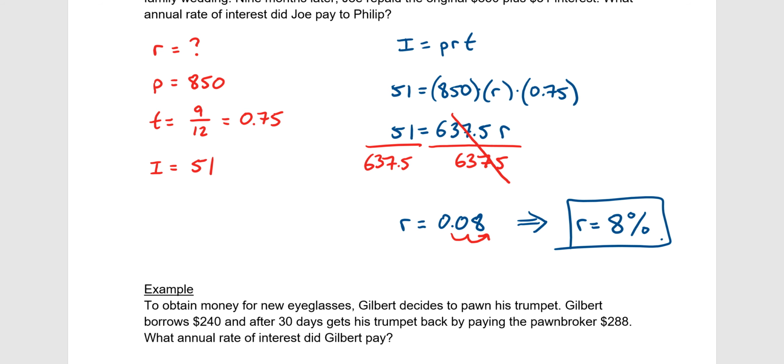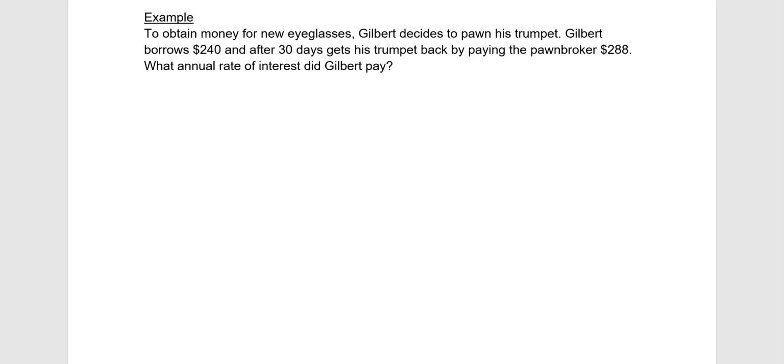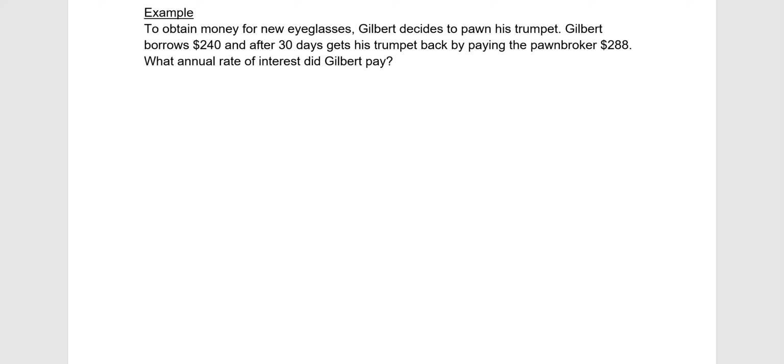All right, and now next example, we'll do 2 more. To obtain money for new eyeglasses, Gilbert decides to pawn his trumpet. Gilbert borrows $240, and after 30 days, gets his trumpet back by paying the pawnbroker $288. We want to know what annual rate of interest did Gilbert pay.